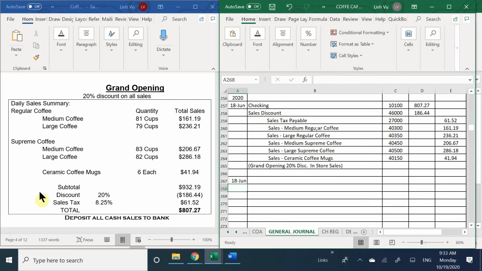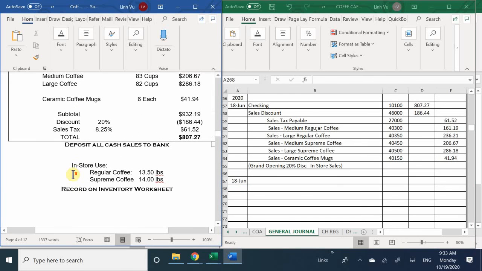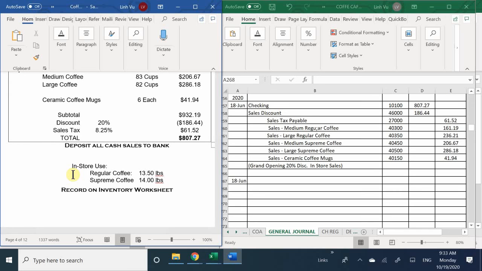Your inventory. How do we do inventory? We didn't even calculate how much, we don't even know how much has been sold. Do we know how much has been sold? Well, based on the information there, we sold 83, 82.